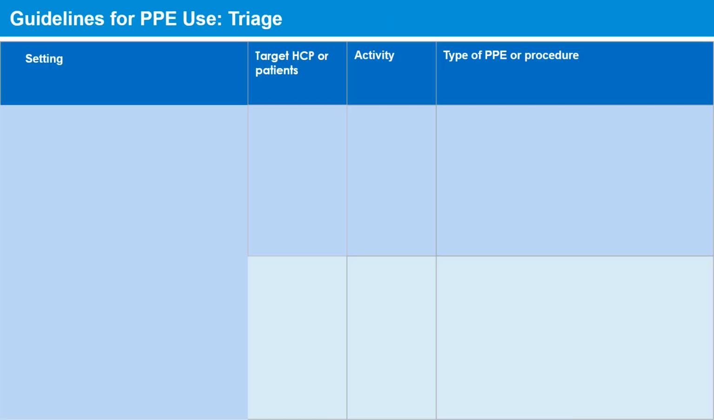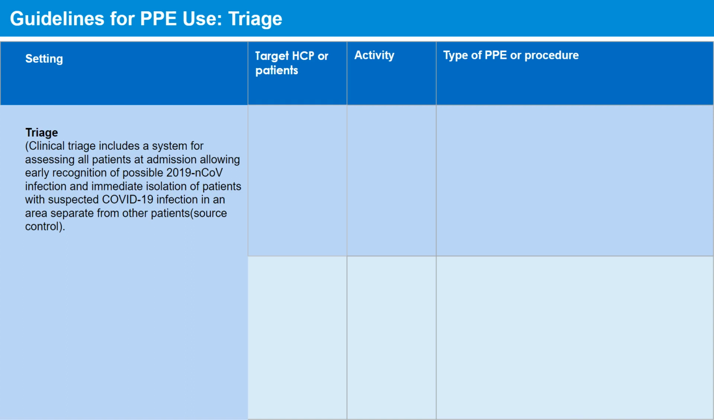What are the guidelines for PPE use in different settings? The first setting we'll discuss is triage. Clinical triage includes a system for assessing all patients at admission, allowing early recognition of possible COVID-19 infection and immediate isolation of patients with suspected COVID-19 infection in an area separate from other patients. This is known as source control.